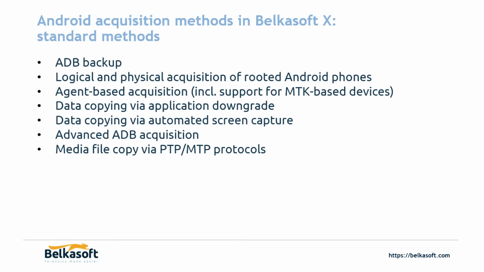Advanced ADB acquisition method is a combination of all available methods powered by ADB into a single task. It first starts with an agent-based acquisition, then runs an APK downgrade followed by full ADB backup creation, then data from shared folder is copied. And the last acquisition method here is media files copy via MTP-PTP protocols. This acquisition method uses media transfer protocol and picture transfer protocol and allows copying pictures, audio, and video files from a device to a computer.